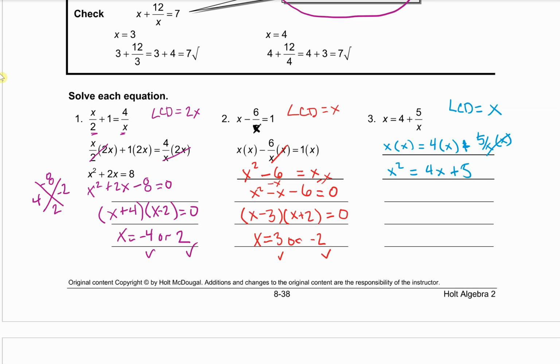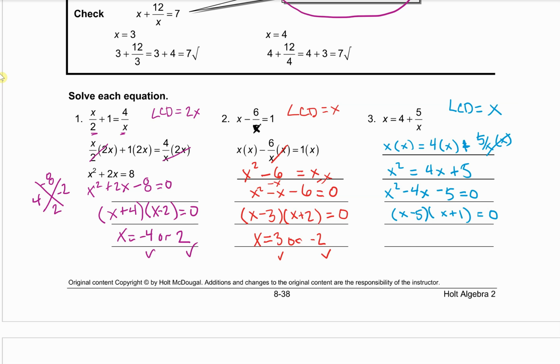These guys are going to cancel. So I'm going to move both of those over to the other side. I always want to keep my leading term positive if possible. It just makes it easier to factor. So I'm going to move these to the left, set it equal to 0. What factors of negative 5 add up to negative 4? Well, that would be negative 5 and positive 1.